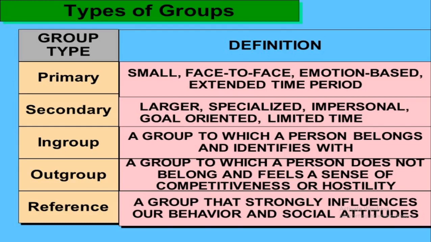Now what is the in group? A group to which a person belongs and identifies with. So this is called an in group. Like you are a member of this family, so you are in the in group. You are automatically identified with this family or with this family's title. So this is a group to which a person belongs and identifies with. So this is called an in group.